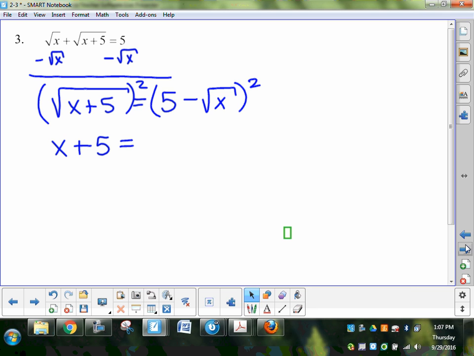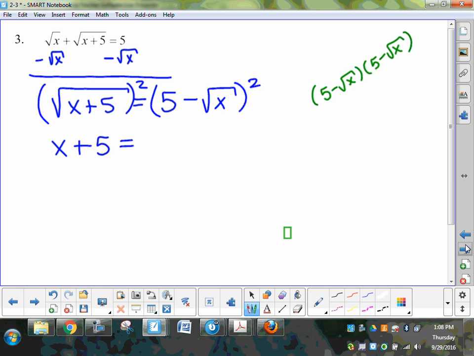Find my square root of x. Watch this. You go over to the margin and do it. 5 minus radical x times 5 minus radical x. Now you go through and do that on your own. You've got the skills. You've got the tools to go through and do that. Expand it out. Put everything together that you can.